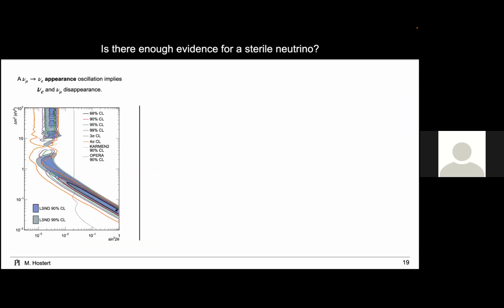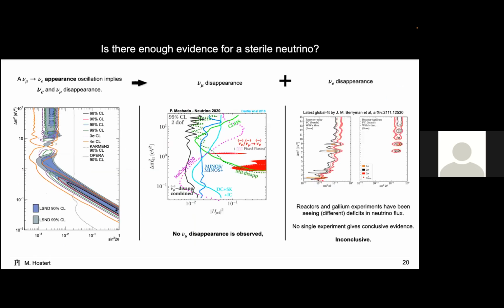Okay, so are we ready to claim discovery? The situation is more complicated than that. The primary reason, and as I told you before, is that we see appearance signals, so new mu's going to new e's, but we don't see disappearance signals, or at least not convincing disappearance signals.